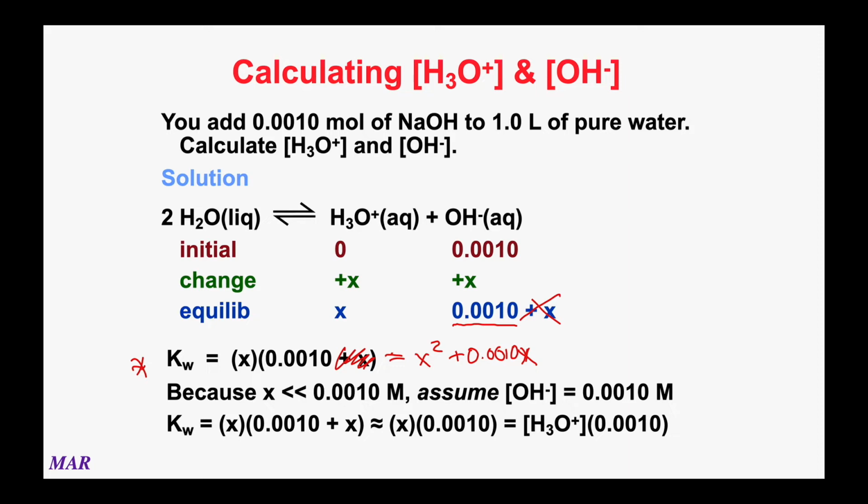Now remember, x is hydronium here, so let's put hydronium back in. kW divided by 0.0010 will be your hydronium. 1.0 times 10 to the minus 11th is the answer.